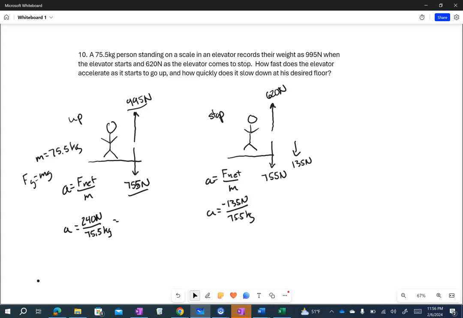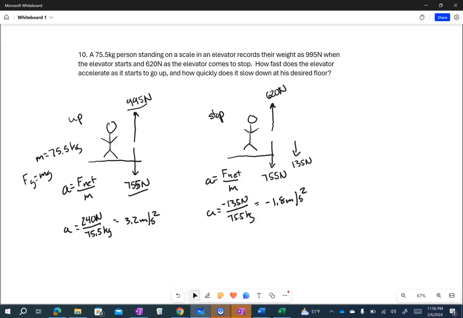If we do the math really quick, we'll see that 240 divided by 75.5 is 3.2 meters per second squared at the start. And at the finish, we do 135 divided by 75.5. We'll see that it's negative 1.8 meters per second squared, because again, our acceleration there is happening in the downwards direction.